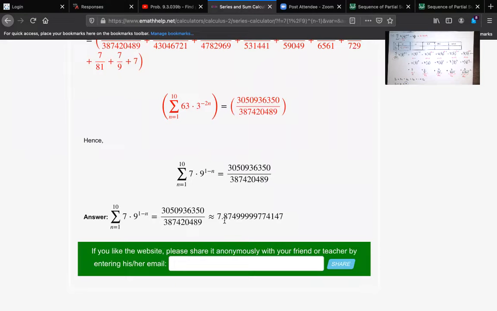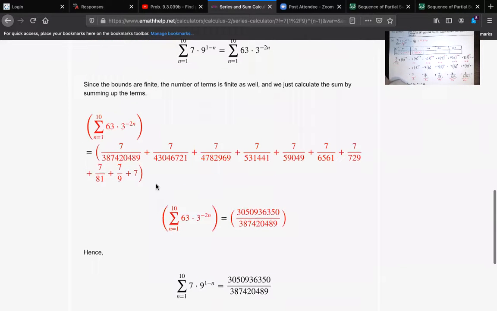That's approximately 7.87499999. There's a lot of nines there, but we want to round to the 4th decimal place. Since there is a 9 behind that 9, we've got to round up sort of twice. So we're going to round to 7.8750 for n equals 10. Now, I didn't expand it this time, but they did it for us. This is a sub 1 plus a sub 2 plus a sub 3. This one here is a sub 4. That's a sub 5. That's a sub 6, a sub 7, a sub 8, a sub 9, and a sub 10.